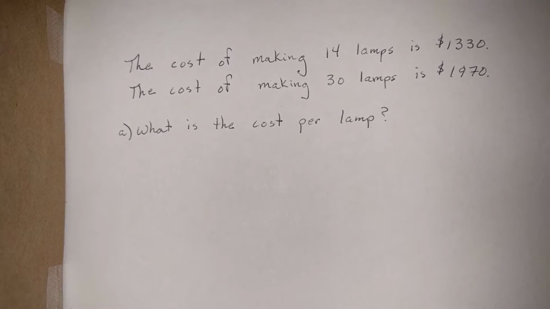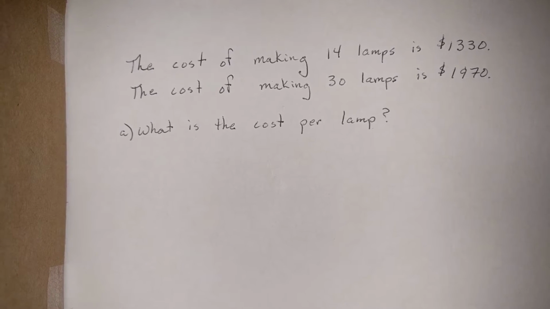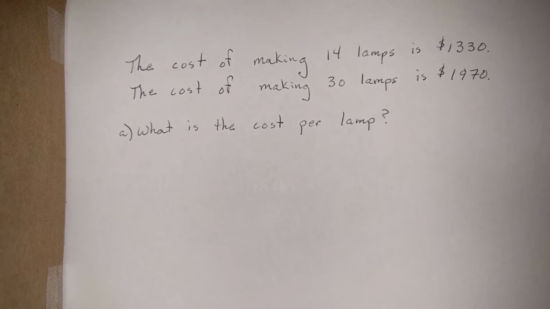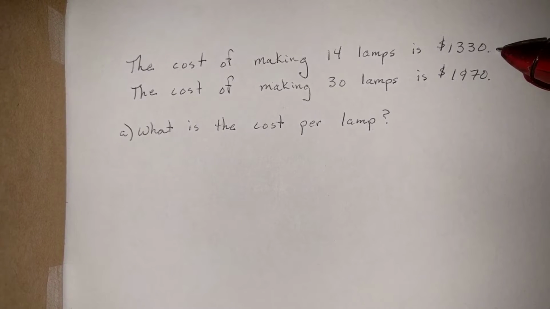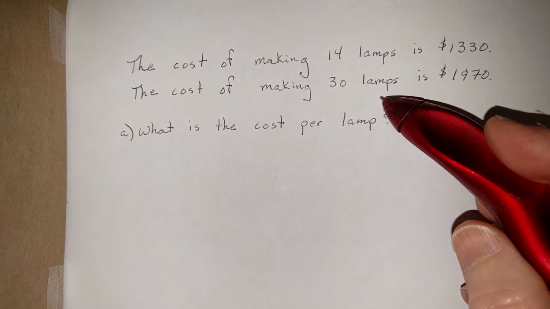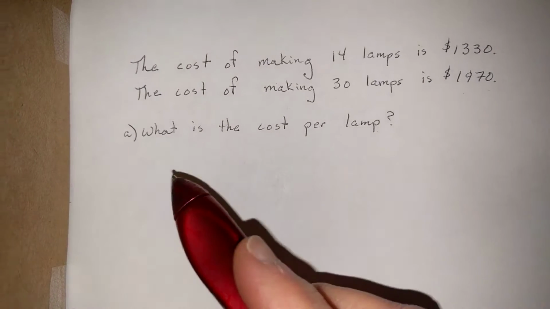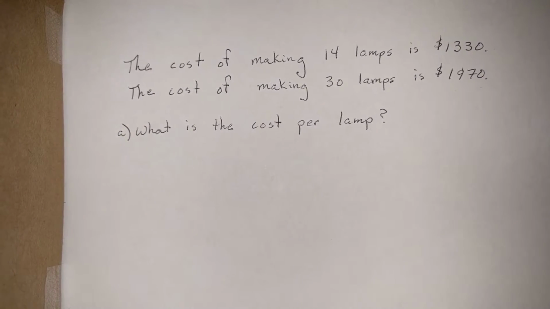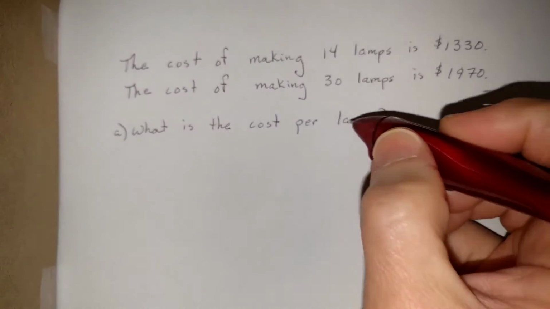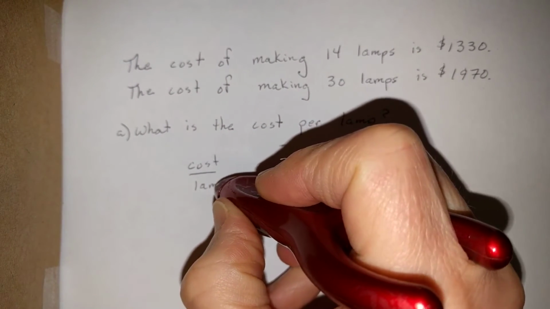Here is a review of setting up linear equations, a linear equation application problem. The cost of making 14 lamps is $1,330. The cost of making 30 lamps is $1,970. What is the cost per lamp? Well, the cost per lamp, I could also write this way, cost per lamp.